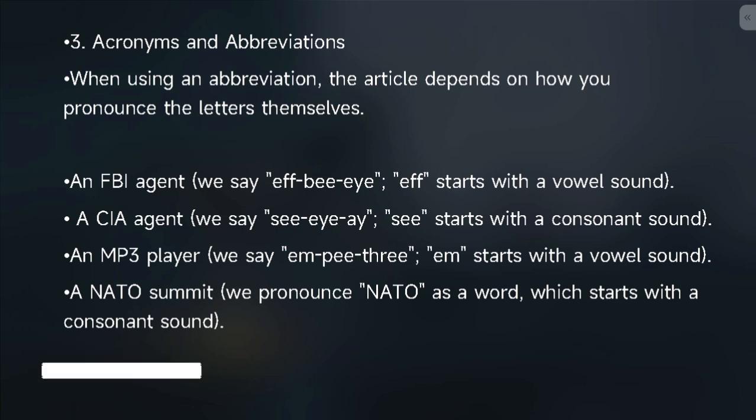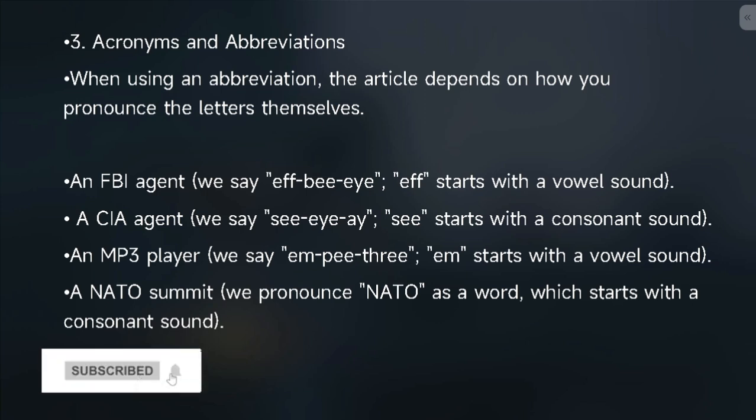Let's move on. Now this is acronyms and abbreviations. Now you all know what an acronym and abbreviation is. It is a short form. So when using an abbreviation, the article depends on how you pronounce the letters themselves. An FBI agent. Okay, so FBI you all know, it's the Federal Bureau of Investigation. So an FBI agent, a CIA agent, an MP3, a NATO summit. So if you see here, all these are acronyms or abbreviations, and it depends on the vowel sound.